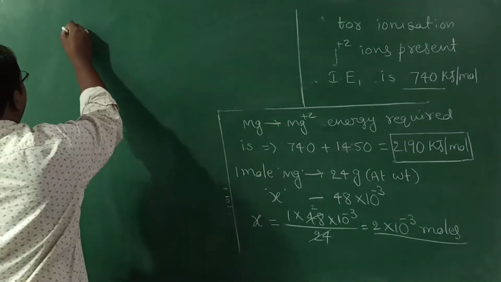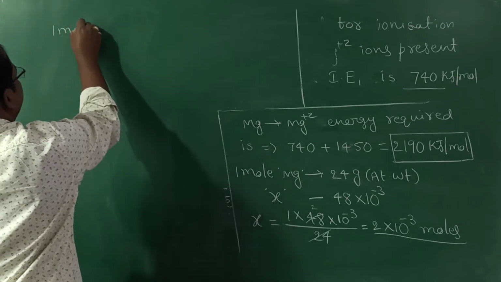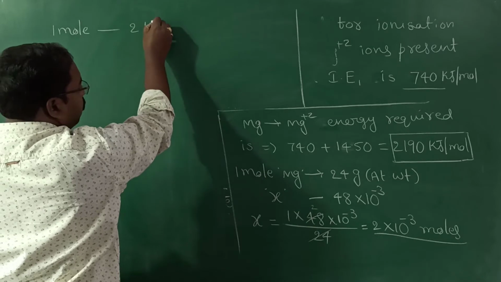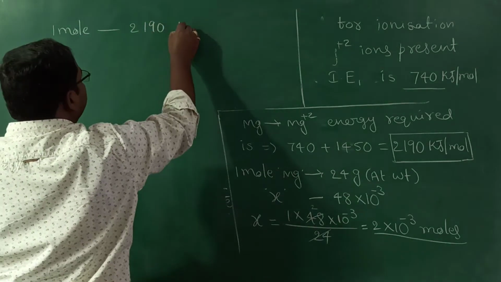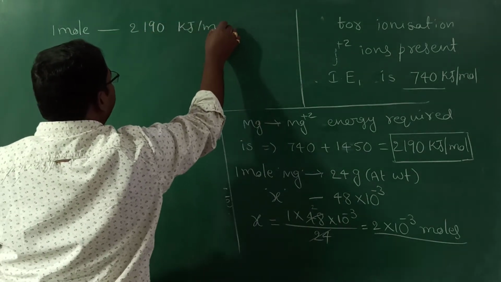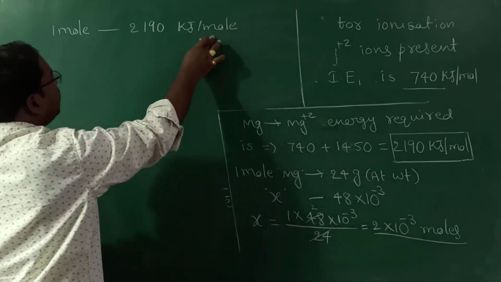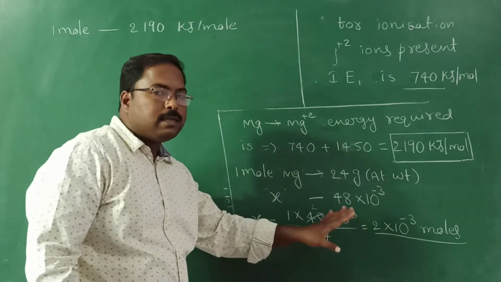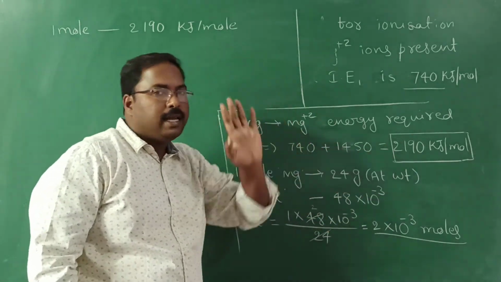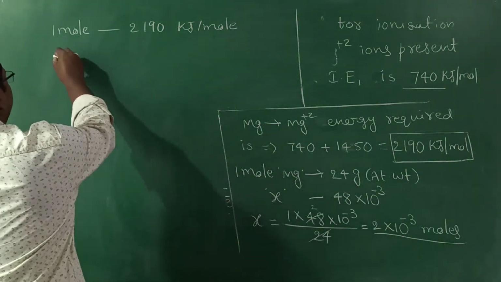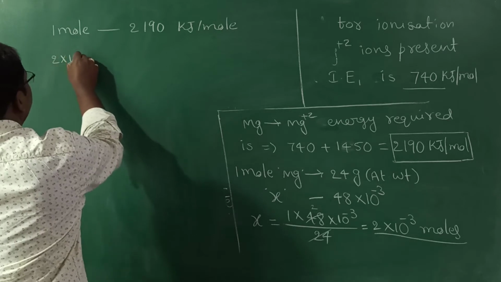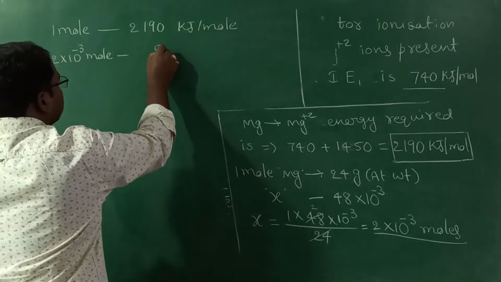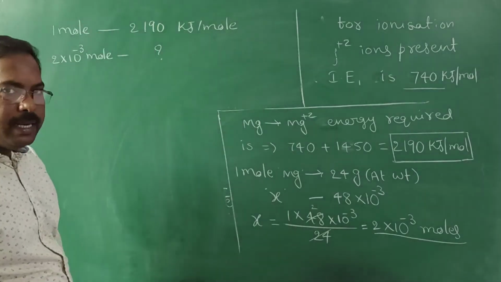Now, for 1 mole conversion, we got the value 2190 kilojoules per mole. Per mole means for 1 mole of magnesium to magnesium 2+ ions, this much energy is required. But our question is what? 2 into 10 to the power minus 3 mole requires how much amount of energy?